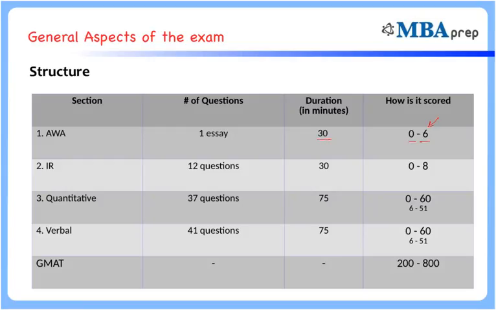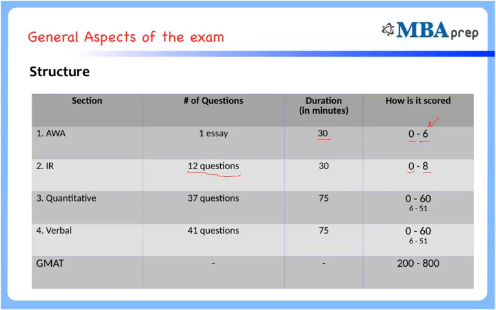The second section is the integrated reasoning with 12 questions. It lasts 30 minutes. These questions have multiple sources with charts, tables, passages, bullet points. It's the only one section in the GMAT where you can use a calculator. That's automatically graded from 0 to 8, where these numbers are related to the percentile of test takers in the previous years that were better than you or worse than you, however you prefer.